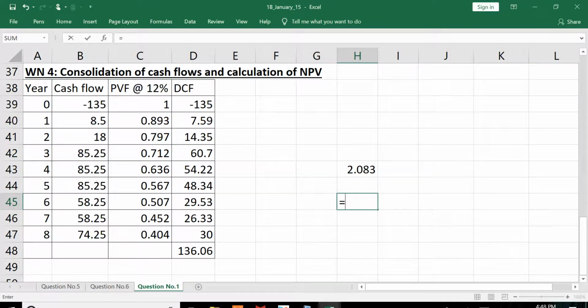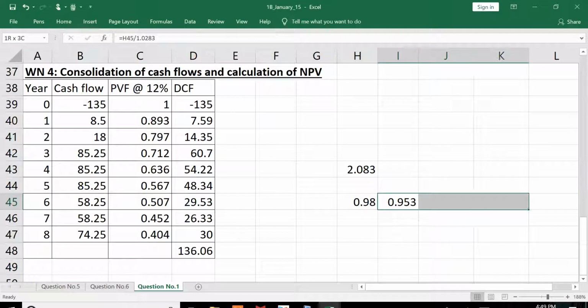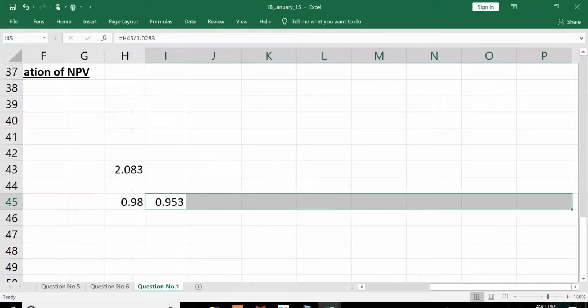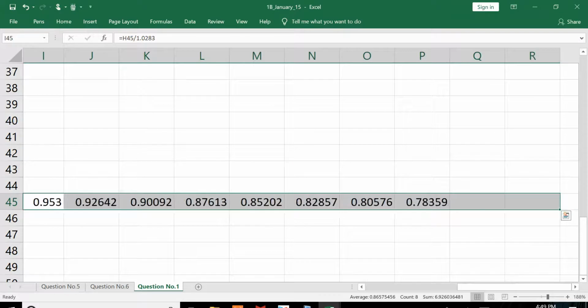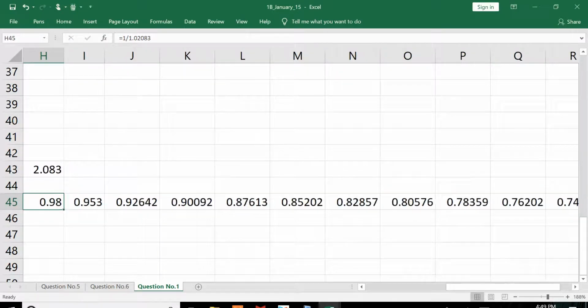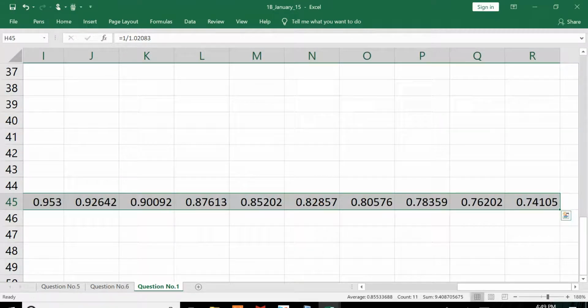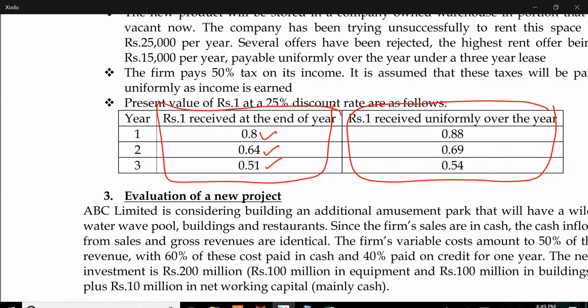So technically what they do is 1 divided by 1.02083. This is for the first month. Second month will be this divided by 1.0283. Third month, fourth month, you do like this for 12 months. After doing it for 12 months, if you take an average of this, that average will be equal to this number which you see here. So that is what we technically do.